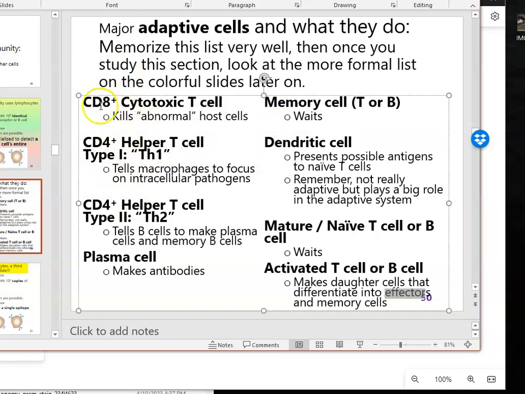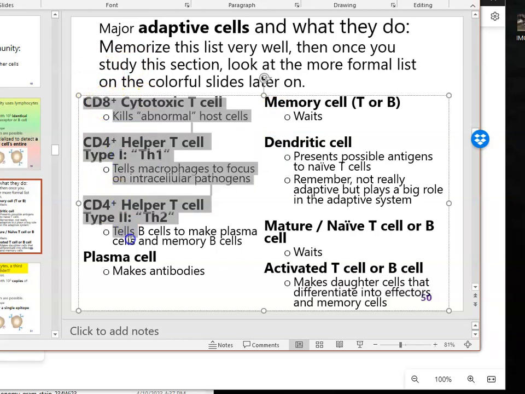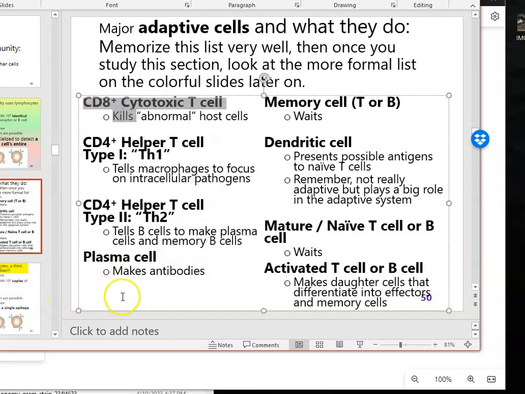This is what we call them. These on the left side are the effector cells, and you should know exactly what we call them. CD8 positive cytotoxic T cell, CD4 positive helper T cell type 1, CD4 positive helper T cell type 2, and plasma cell, also called plasma B cells. And then what they do. So you have to be able to list them, give their specific names, and tell me their jobs.